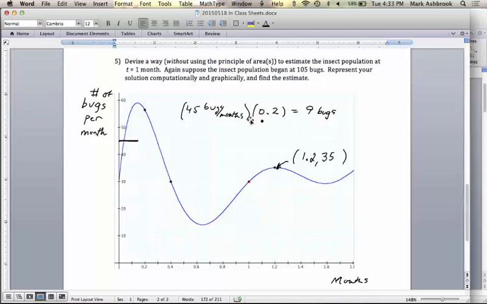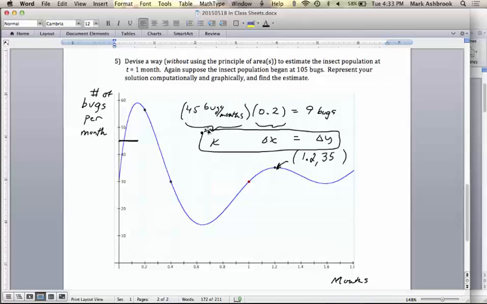Okay? And we said that this principle was, we called this K, and this is our change in X. And K delta X equals delta Y. This is the way we can symbolize this idea that if you have a constant rate of change, you take your rate times your change in your independent variable, and that gives you the amount of change of the dependent variable. In this case, the dependent variable is the number of insects, the number of bugs.